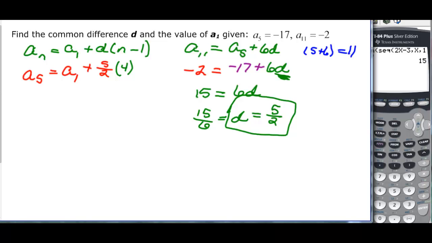So let's plug in what we know. A sub 5 was negative 17. I could have used negative a sub 11 here as well. It really doesn't matter which one I use. A sub 1 is what I'm looking for, plus when I multiply here, I'm going to have the 4 and the 2 cancel each other to have just 5 times 2, or 10. And if I subtract the 10, then I know that a sub 1 is equal to negative 27.